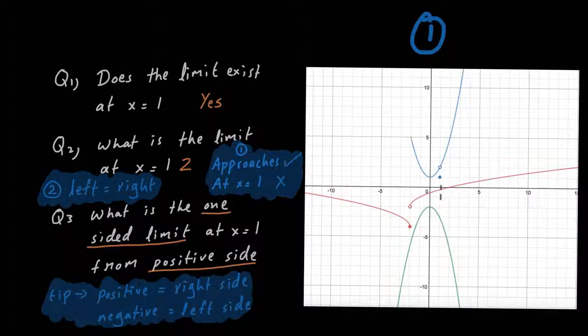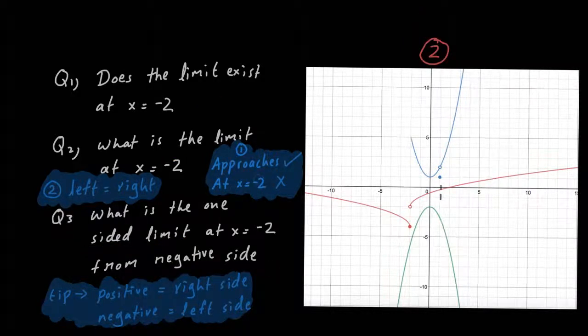So if we approach the graph from the right side, we can see that at x is equal to 1, we are approaching the value 2. So the value of one-sided limit from the positive side is 2. This was a basic question. Now let's jump towards something more complex. Let's look at graph number 2 or the red graph.